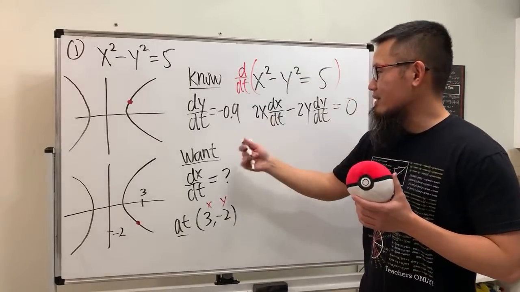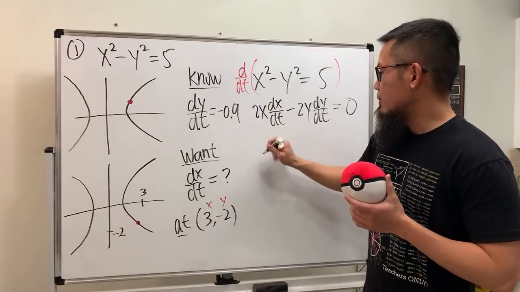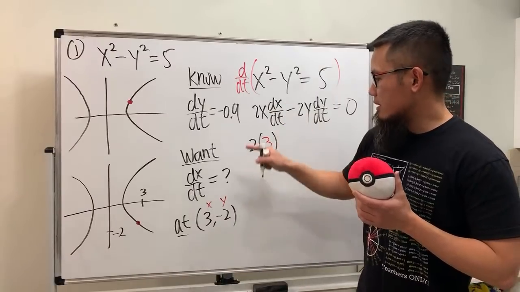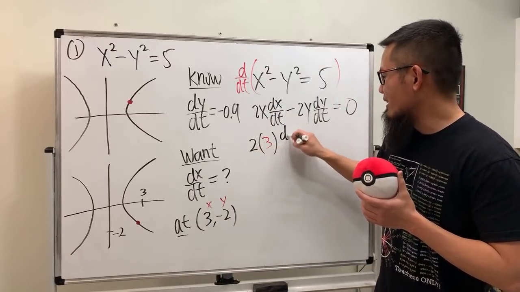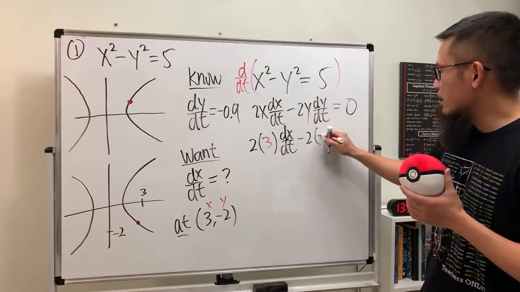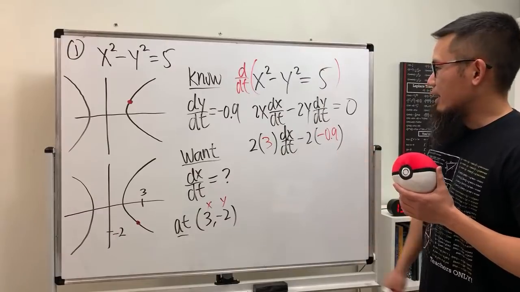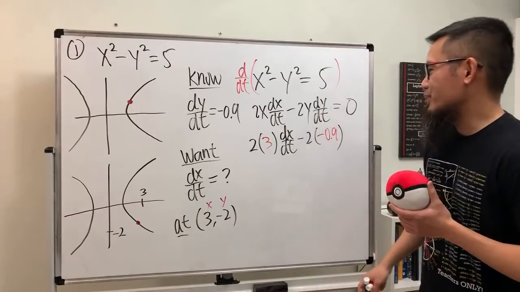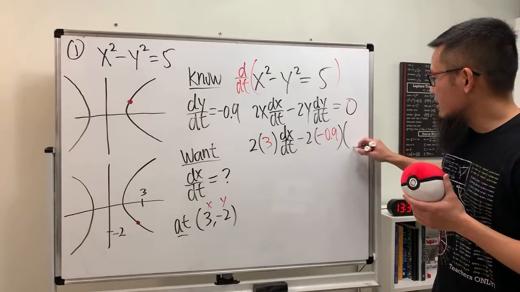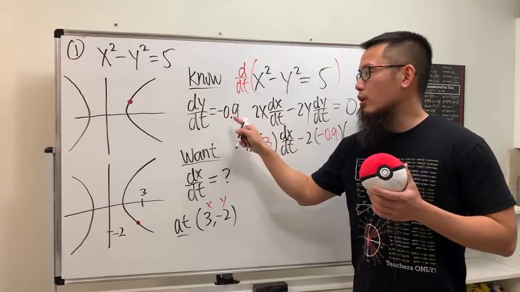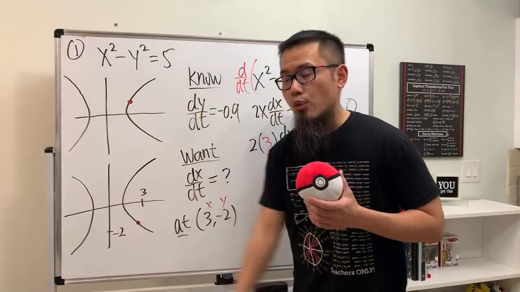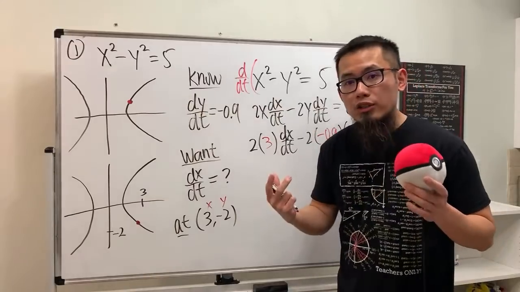And now you can just plug in the values that we know. This is 2, x is 3, dx/dt we don't know, that's what we want to know. So 2 times dx/dt, and then the y is that, which is negative 2, and dy/dt is negative 0.9. The reason it's negative is because the point is traveling downward, so you also have to pay attention to the direction.